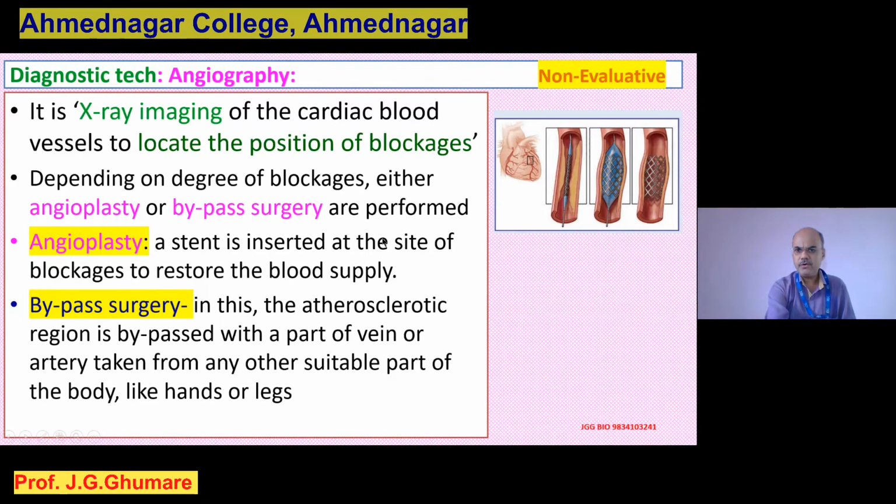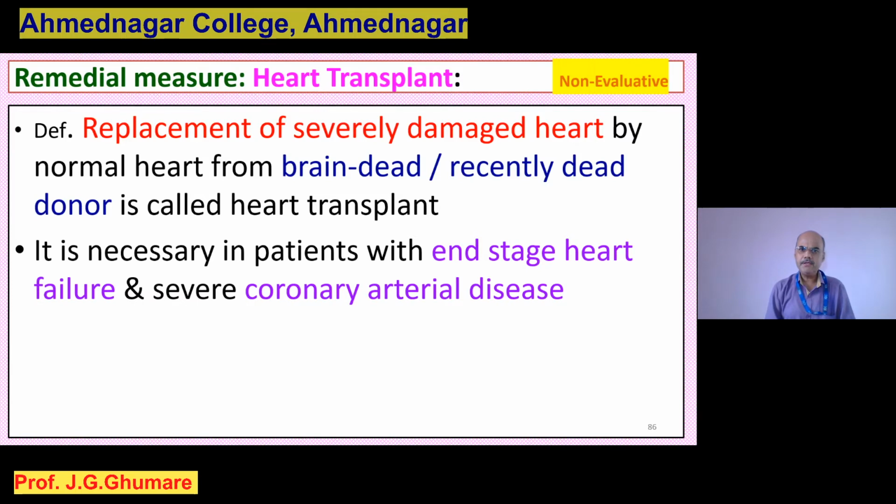And if at all we don't have a scope, we cut the artery here, we cut the artery here, and we put an artery from either leg region over here. And this is called bypass surgery. We literally create a bypass here. This is non-evaluative again. And the remedial measure is a heart transplant, where replacement of a severely damaged heart from a person who is with brain death condition, we call it as heart transplant.